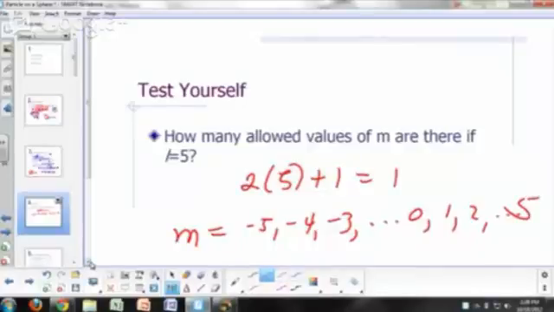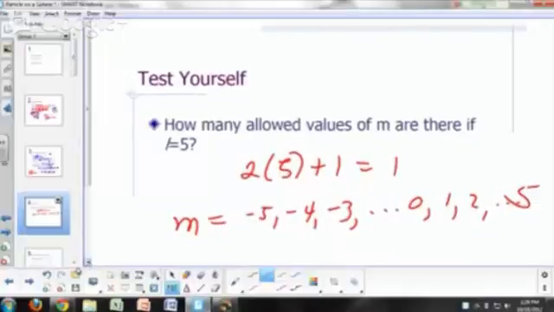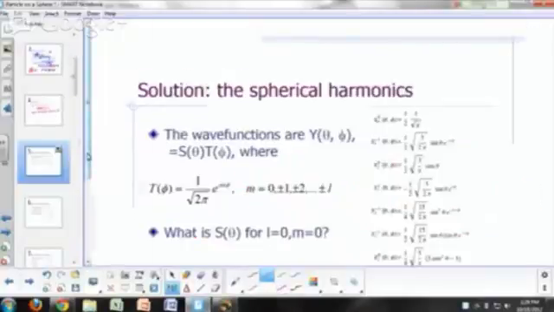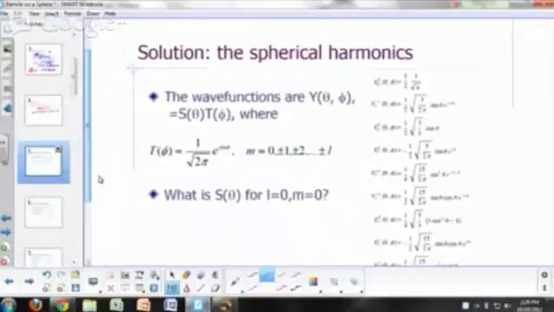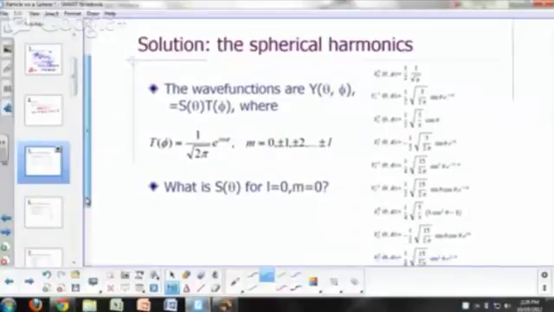Any of these sounding familiar? Remember quantum numbers for the electrons from freshman chemistry? You'll see later that the spherical harmonics will come up when we talk about the wave functions for a hydrogen atom. So these are the expressions for the spherical harmonics. This is what you get.